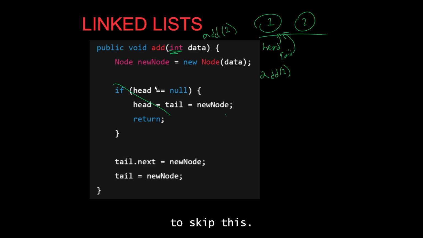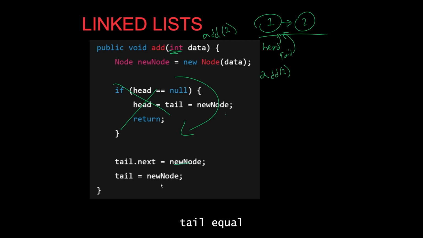So we're going to skip this and we're going to go over to the next line, which is tail.next equals new node. Now, where's tail? It's pointing to 1, and its next isn't pointing to anything. There's no arrow coming out of it. But right here, we're actually setting it. This is tail, and we're going to set its .next to the new node, which is 2.